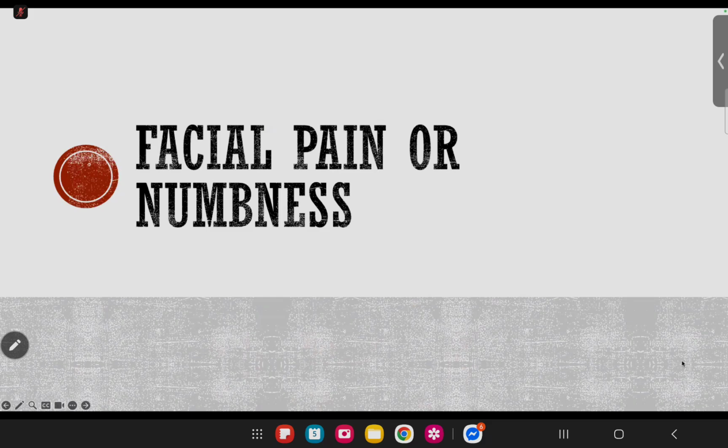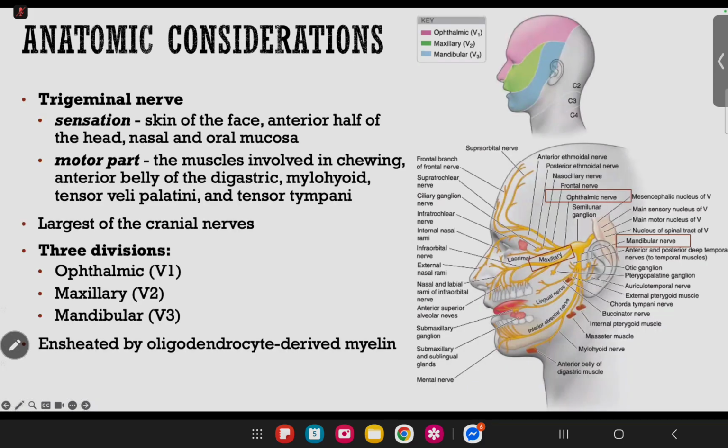So let's start with facial pain or numbness. To review the anatomy, the trigeminal nerve, or your fifth cranial nerve, supplies sensation to the skin of the face and the anterior half of the head, and the nasal and oral mucosa. The motor part innervates the muscles involved in chewing, including the masseters and the pterygoids, as well as the anterior belly of the digastric, the mylohyoid, the tensor veli palatini, and the tensor tympani of the middle ear.